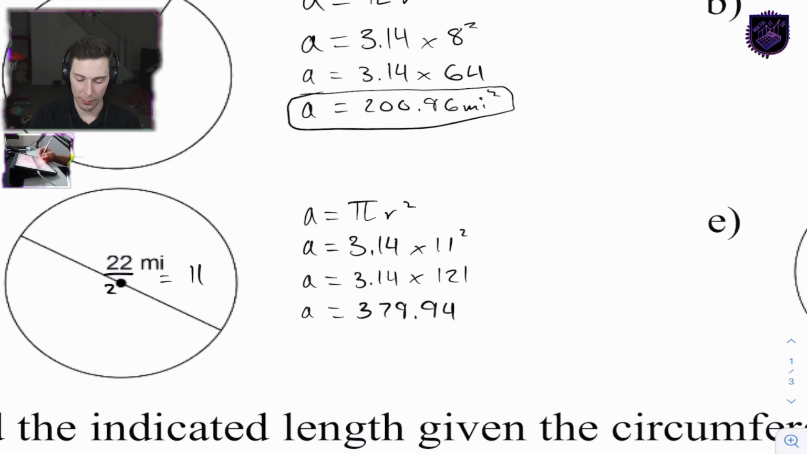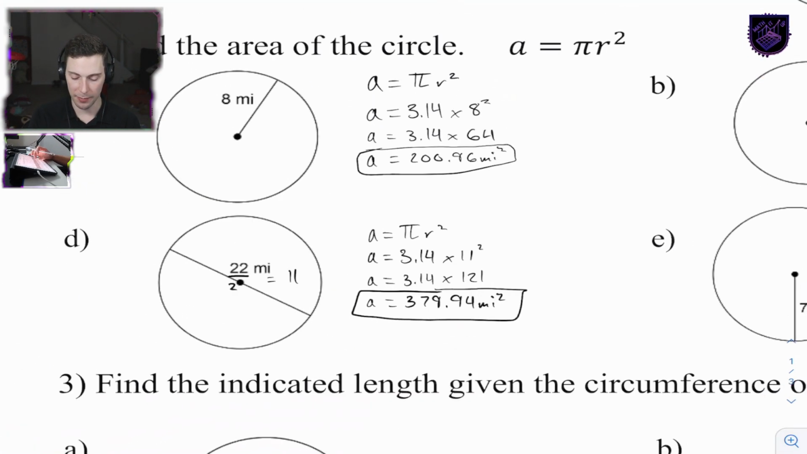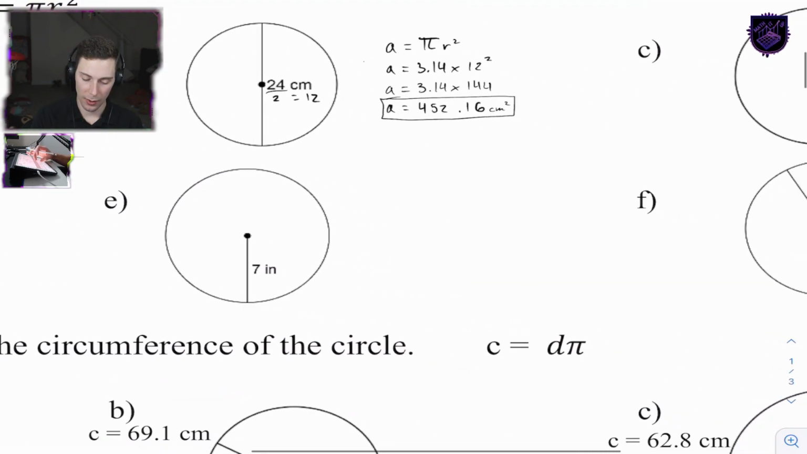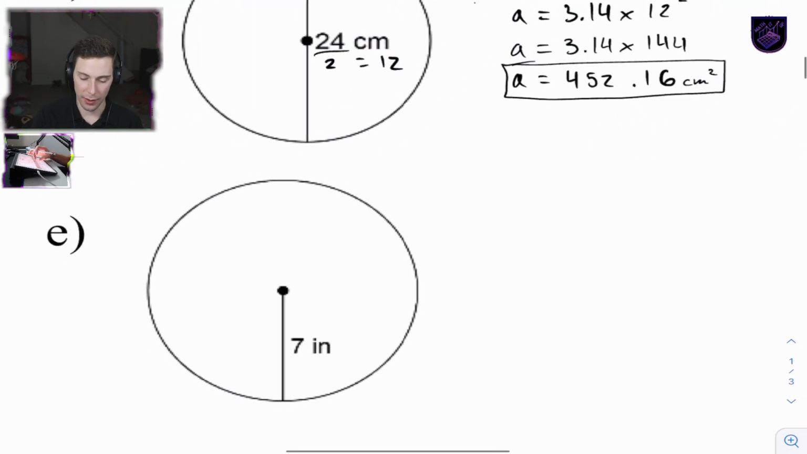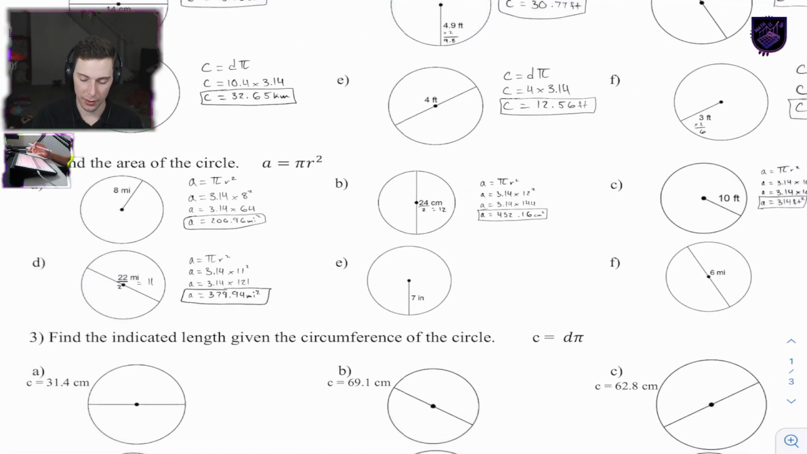379.94 miles squared. That's our answer, and that would be rounded up for sure to 380. Okay, E, we have our radius already. That's good.